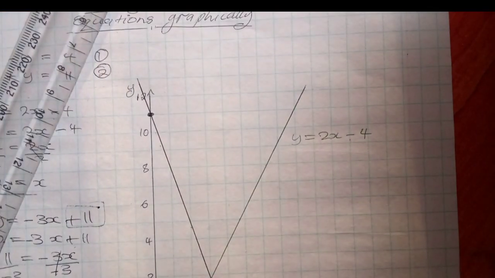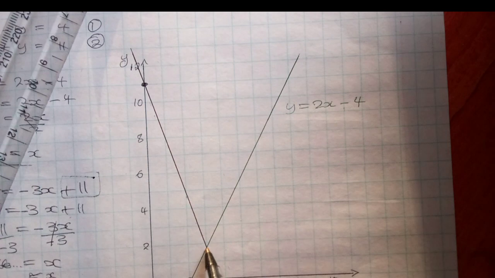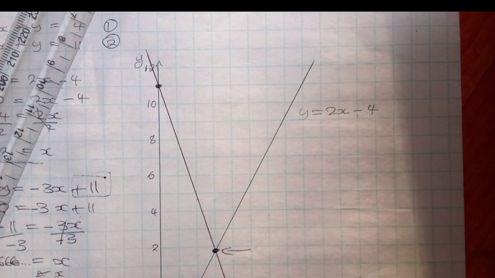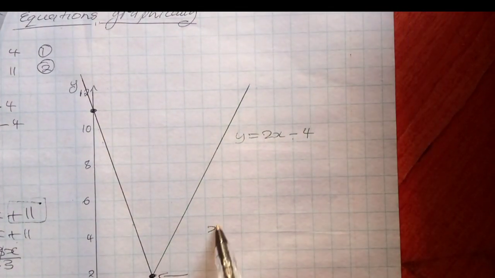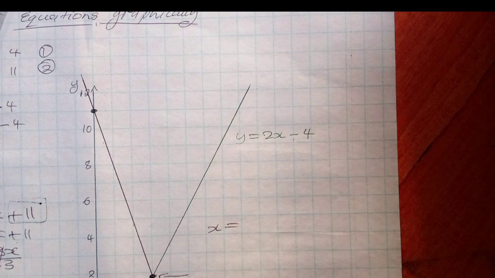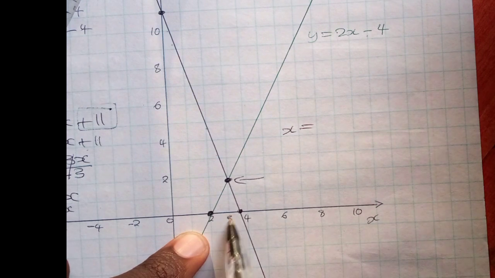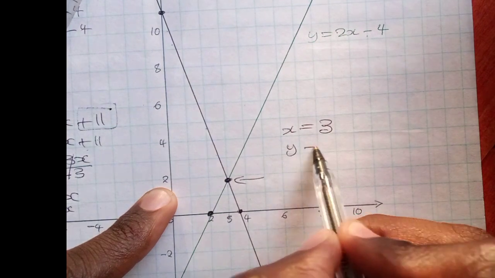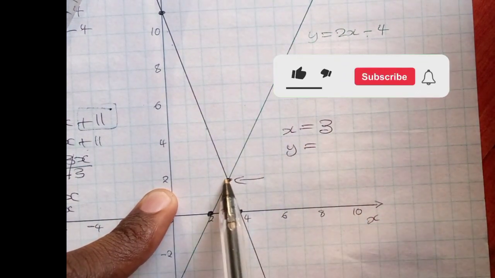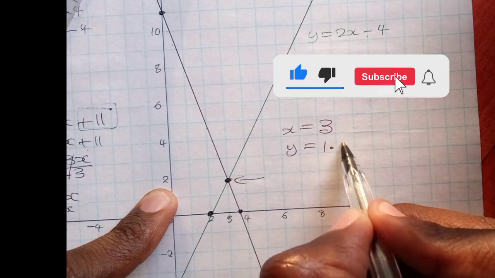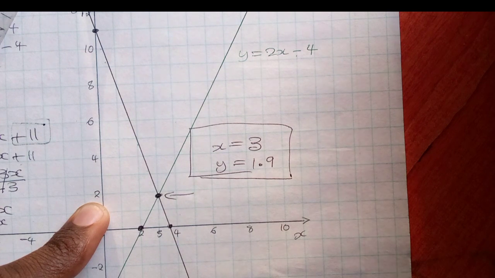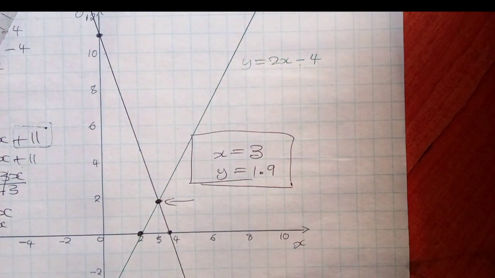So the point where your two graphs intersect, right here, is going to give you your answers. Your x here is equal to 3, and your y is roughly, we can say, 1.9, somewhere there. So these would be your two values, or your two answers to those simultaneous equations.